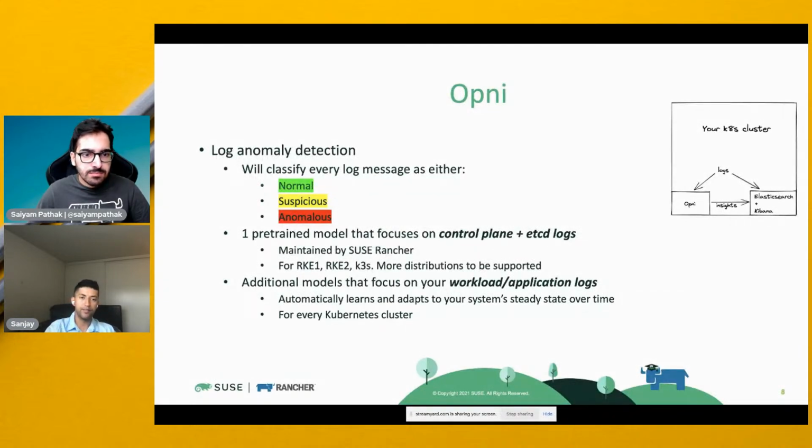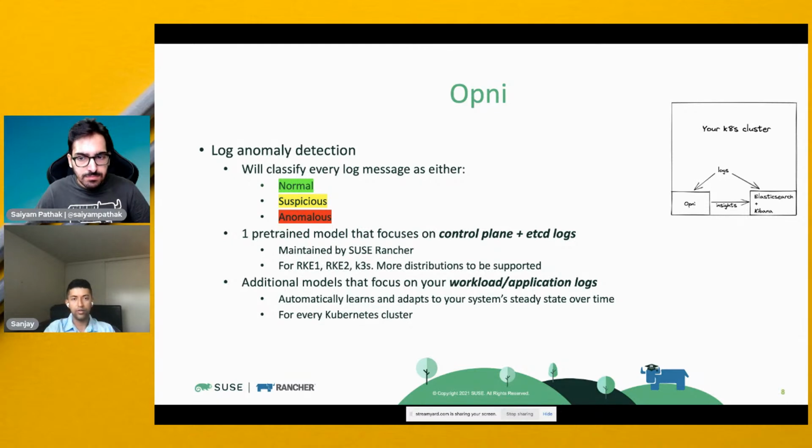The other half of the story is we have additional machine learning and deep learning models that focus on your workload and application logs. These models will automatically learn and adapt to your system's steady state over time. What this means is these models are trying to understand what constitutes a normal environment in your workloads, in your Kubernetes cluster. And once they understand what is normal, they will start understanding what is not normal, so basically what is suspicious or anomalous behavior going on within your cluster. So from a high level, from an AI modeling standpoint, that's how we've approached this problem.